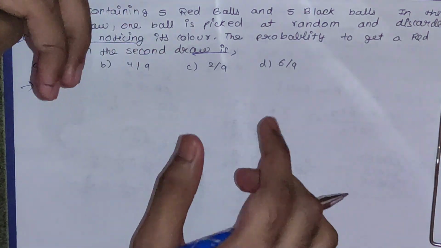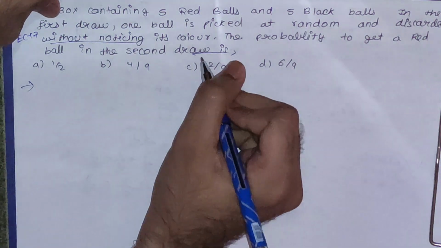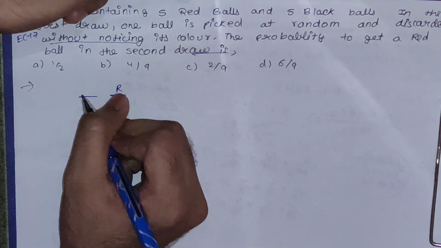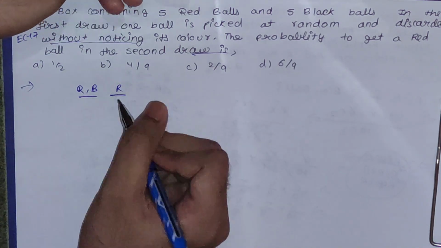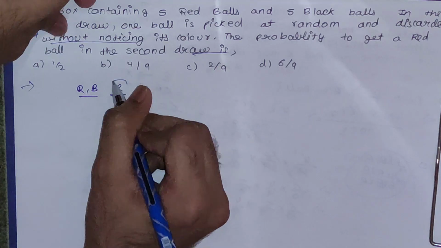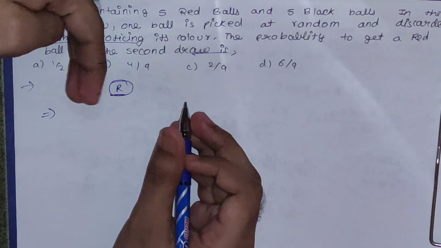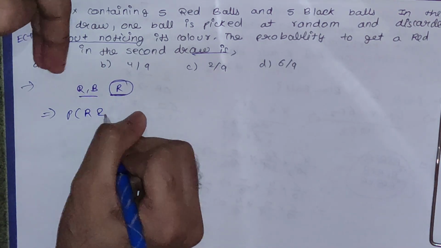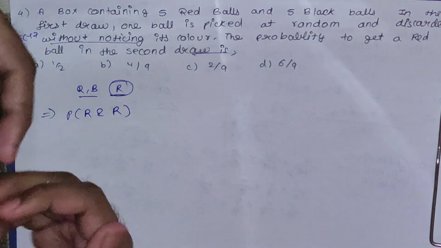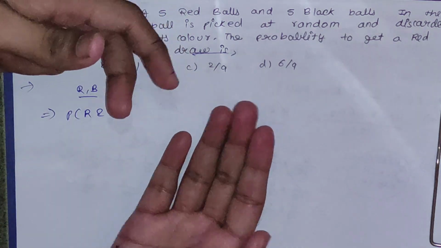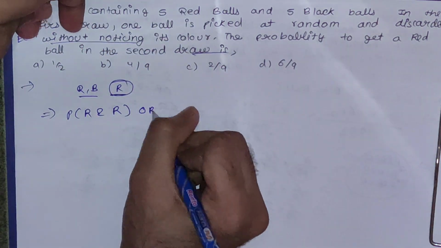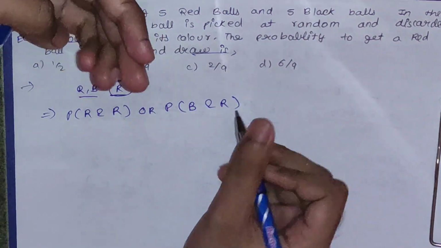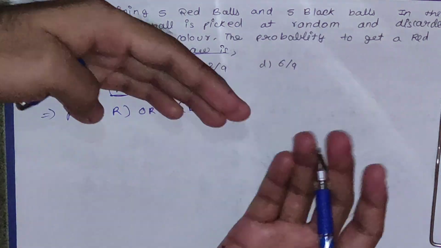So always you have to tackle the condition first. What we want is that in the second draw we should have a red ball. In the first draw it can be a red ball or it can be a black ball, but in the second draw we should have a red ball only. So for this we can have two cases: either probability of red ball and then red ball, basically having a red ball in the first draw and then having a red ball in the second draw also, or probability of black ball and red ball, basically black ball in the first draw, red ball in the second draw.